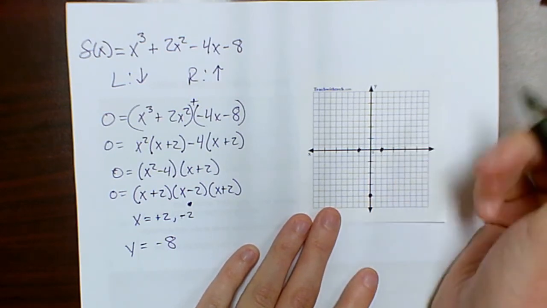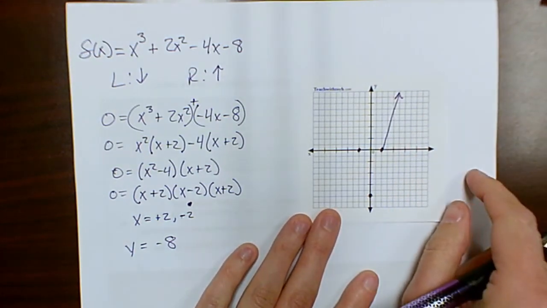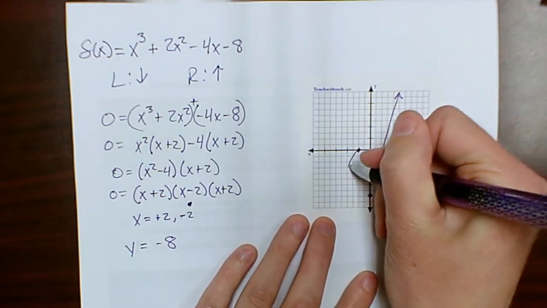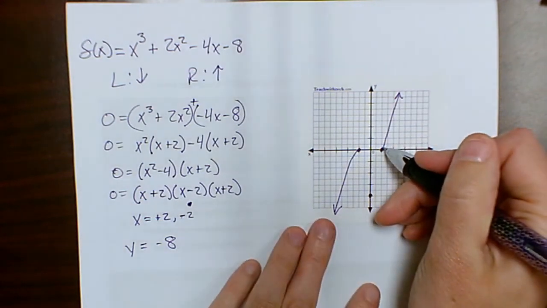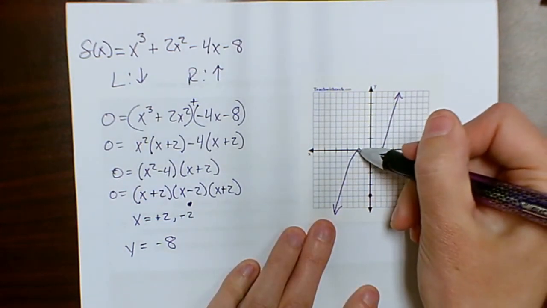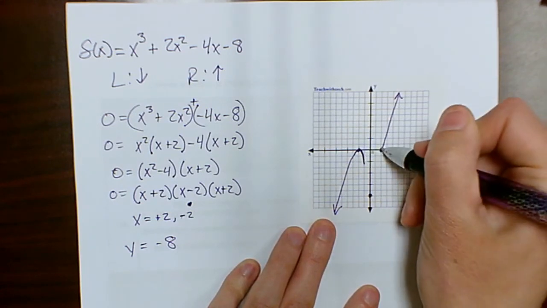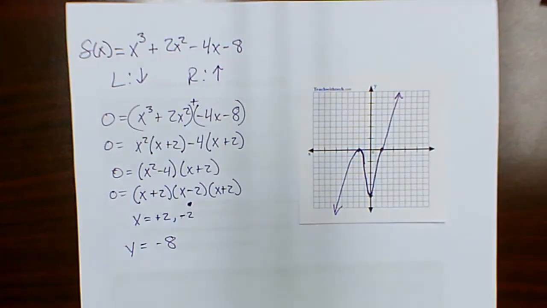Our right is going to go up, so our most right point, which is the positive 2, is going to go up, and our most left point is going to go down. Our negative 2 is going to bounce off, so we're going to touch our negative 2 and bounce back down. We're going to go down to our y-intercept, and there is the sketch of our graph.